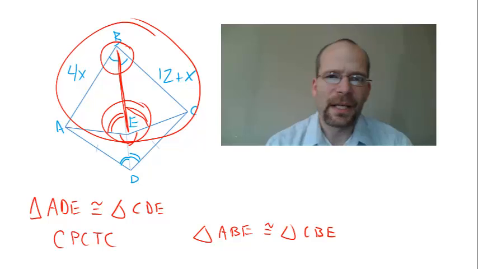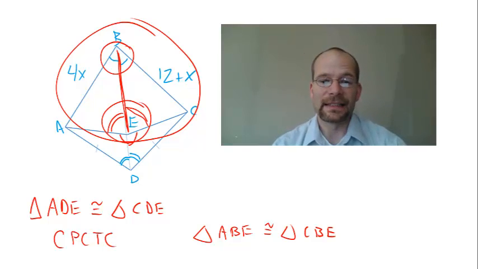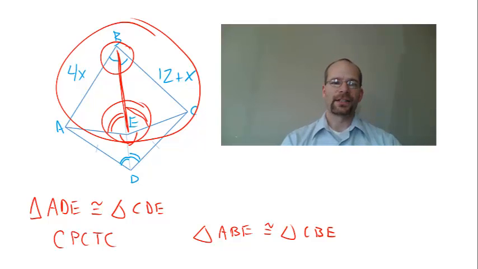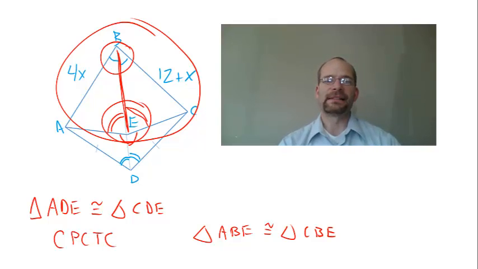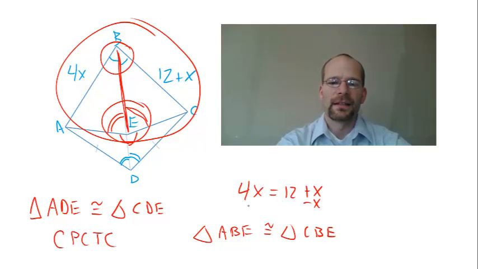The last part of the problem, of course, is to still find x. And again, by CPCTC, if those two triangles are congruent, then the corresponding sides AB and BC, or AB and CB, must also be congruent. And by the definition of congruence, their measures must be equal. Therefore, 4x equals 12 plus x. And we can solve that pretty easily. 3x equals 12, therefore x equals 4.